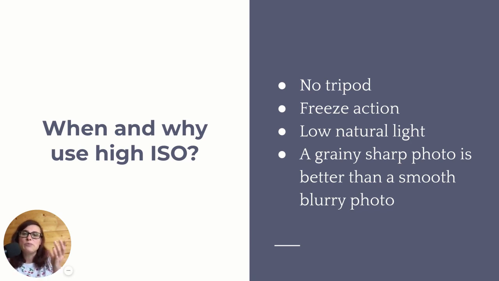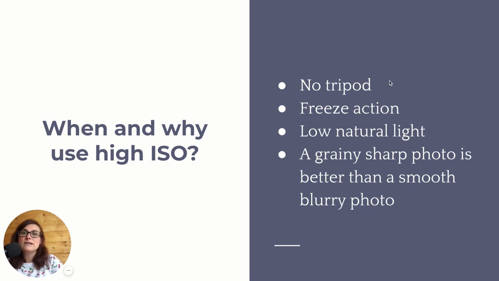However, you need to be wary that, obviously, without a tripod, you can't slow down your shutter speed too much, otherwise you will get camera shake. Therefore, you're going to have to increase your ISO to make sure that the exposure is the right one. So you might have to increase your ISO if you don't have a tripod to avoid camera shake.